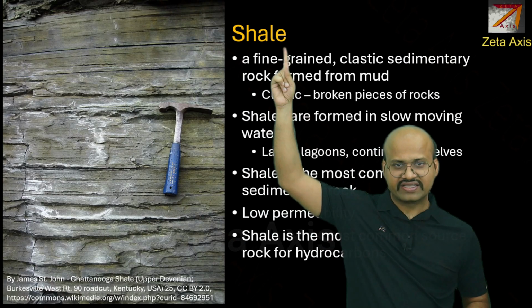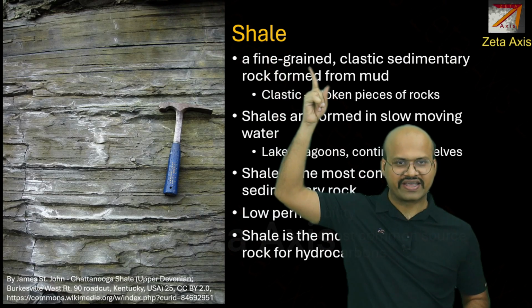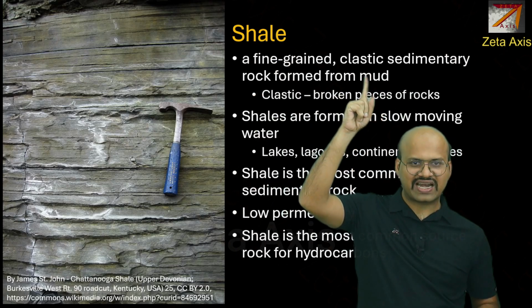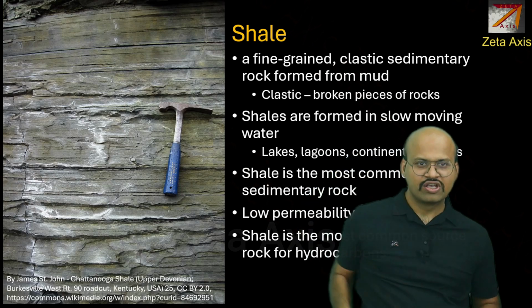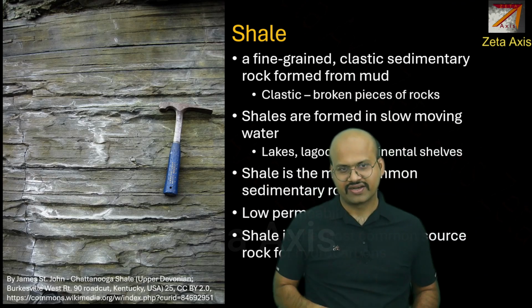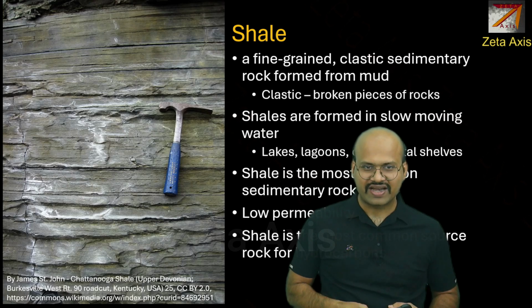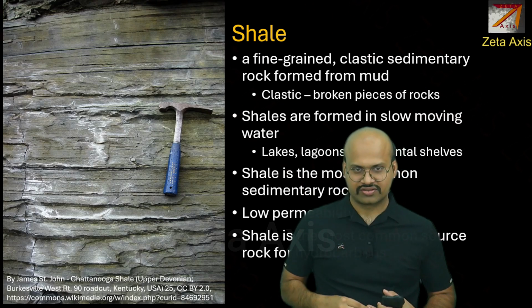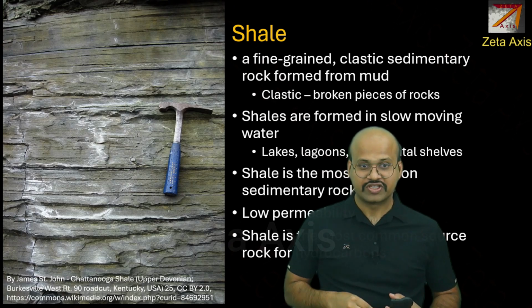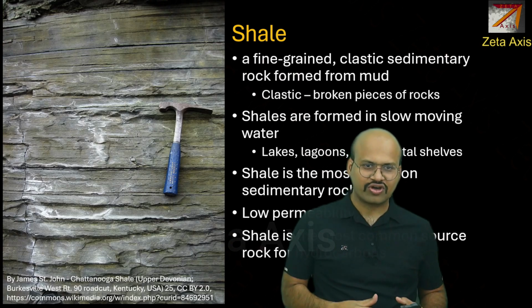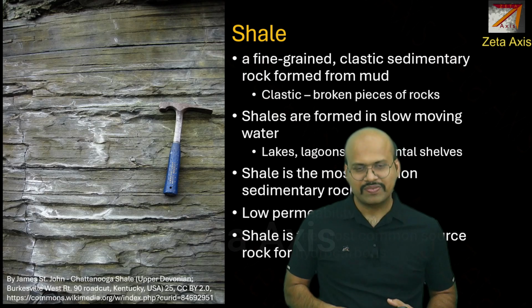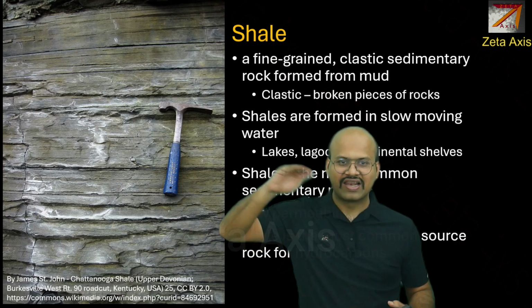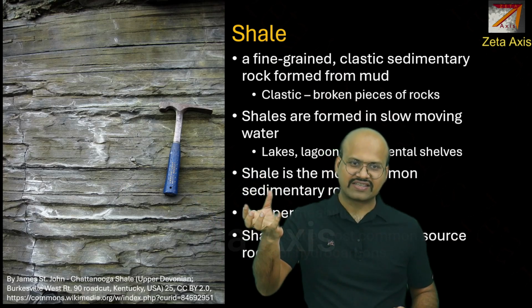So shale is actually a fine-grained clastic sedimentary rock formed from mud. Now in this definition, clastic means broken pieces of rock. So it is a very fine-grained sedimentary rock, which means that the pores in the rock will be minimal, or there will be no pores in these rocks. Therefore, they will be impermeable, which means that oil or gas or any other liquid will not be able to pass through these rocks. So these are like the impermeable layers beneath which the conventional gas and oil used to collect.